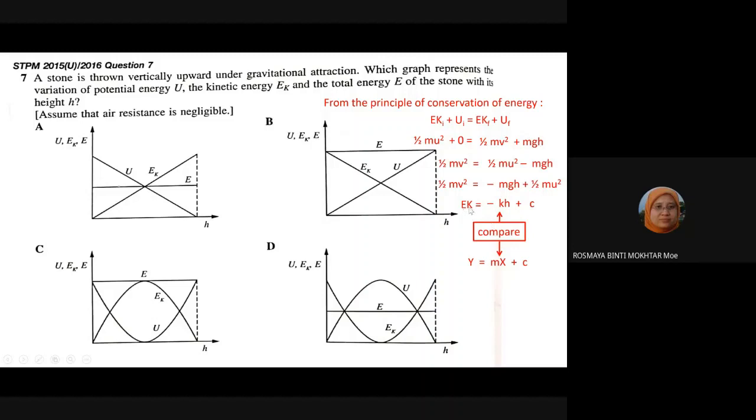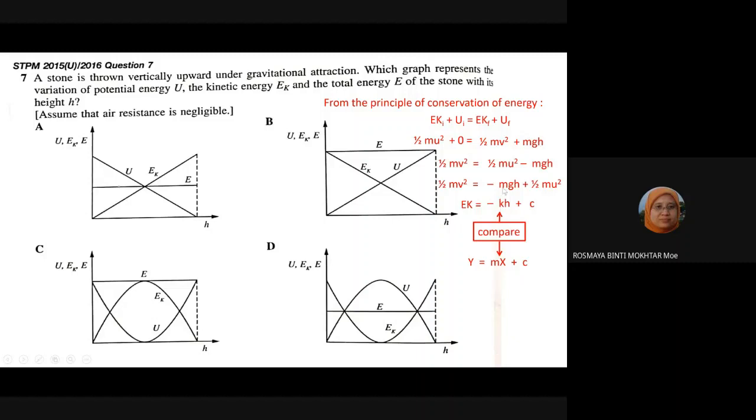Here, y is the Ek, so the y-axis is Ek, and c is the y-intercept. So it has a y-intercept value. Both A and B have an intercept value. This is for Ek, and x is h. Refer to the graphs: the x-axis is h.